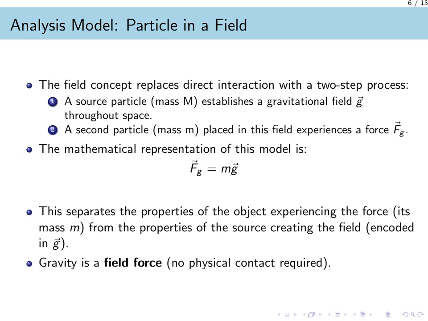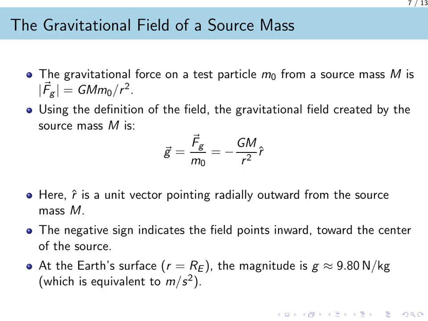The power of this approach is that it separates the properties of the source from the properties of the object experiencing the force. The field g contains all the information about the source, like the Earth. The mass, m, is a property of the second object placed in that field. This means the force acts at a distance without any physical contact, which is why we classify gravity as a field force. We can now derive a specific formula for the gravitational field created by a source mass, like a planet. This allows us to calculate the field anywhere in space without needing a test mass present.